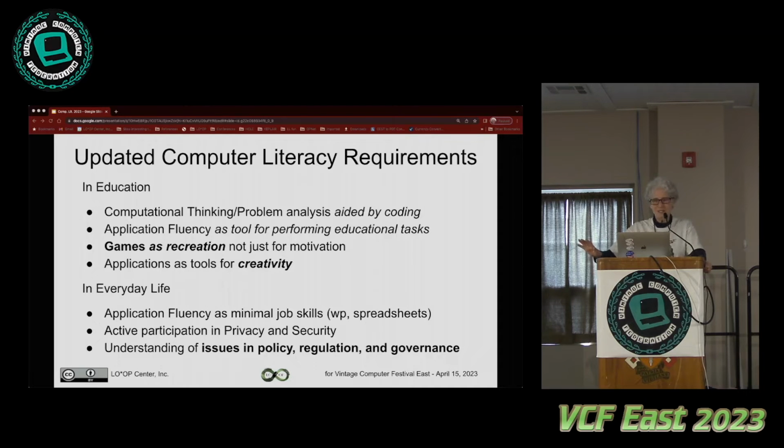So there are some aspects of coding and application fluency. I failed. I can't wait to get back to California where I know how to drive and I'm not dependent on this stuff.